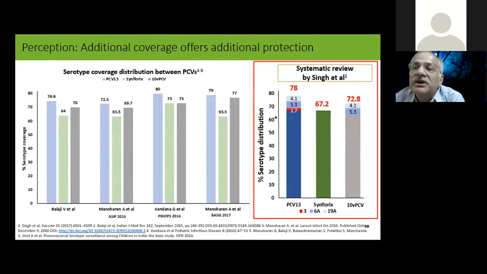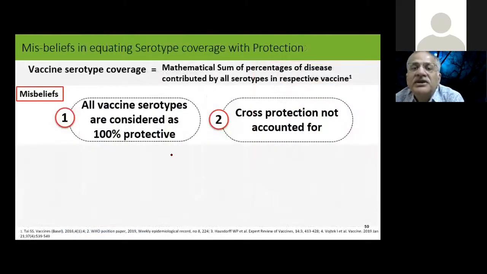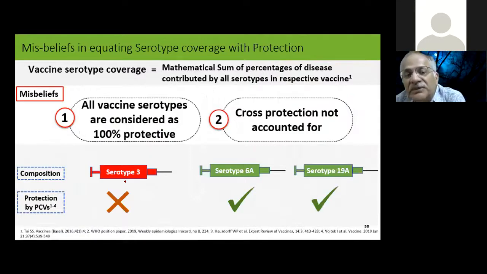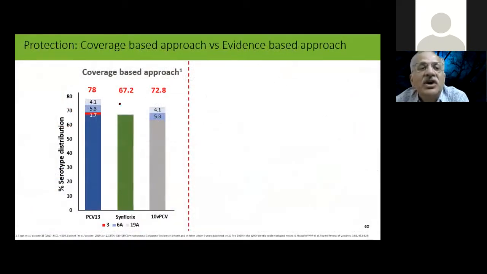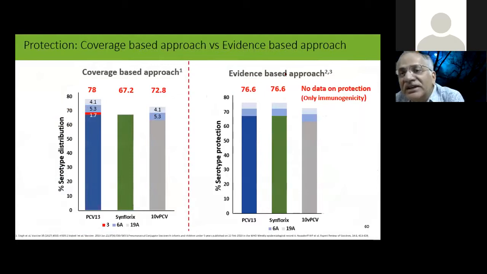So what they want you to believe is this is not important. What is important is the protection. And why? Because they feel that all vaccine serotypes are not considered 100% protective. Cross protection is not accounted for. For serotype 3, they also say it doesn't work. 6A and 19A have been cross protected by 6B and 19F. That's what they want to tell you. This is the chart I showed you just now: 78, 67, 72.8% when you go by the coverage-based report. But when you go by the evidence-based report, it is 76.6, 76.6. So PCV13 and the old PCV10 are, according to them, the same.